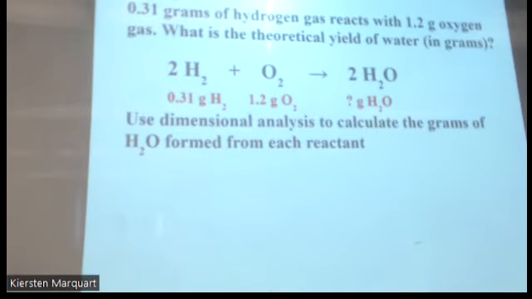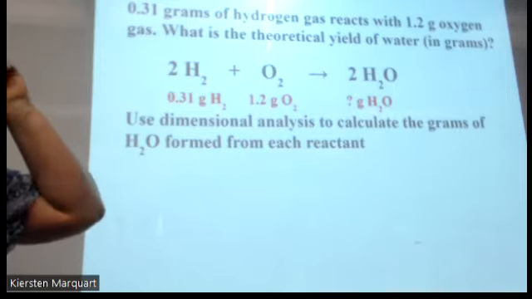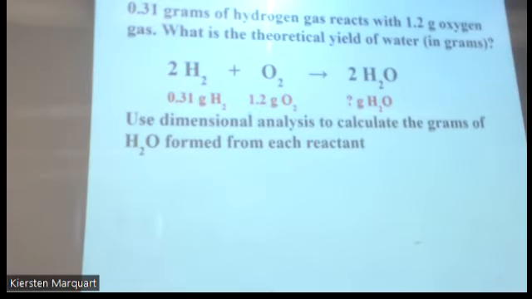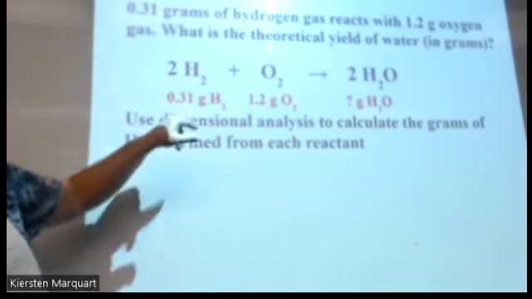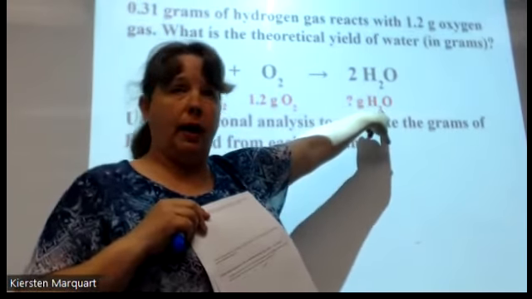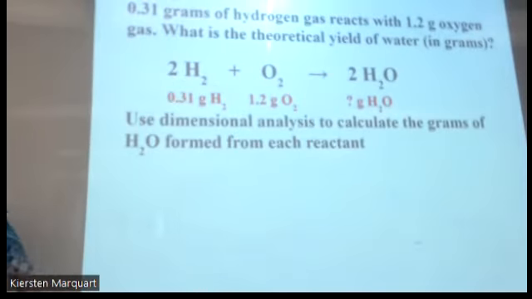Okay, so what will usually happen is you'll be given a regular stoichiometry problem, either a limiting reactant or a regular one. In this case, it is a limiting reactant problem. How do I know this is a limiting reactant problem? Because there are 2 numbers in the problem, 2 knowns or 2 givens. It says 0.31 grams of hydrogen gas reacts with 1.2 grams of oxygen gas. What is the theoretical yield of water in grams? We want to find water, but since we have 2 knowns, we have to do 2 separate stoich problems and figure out which one's the true theoretical yield.